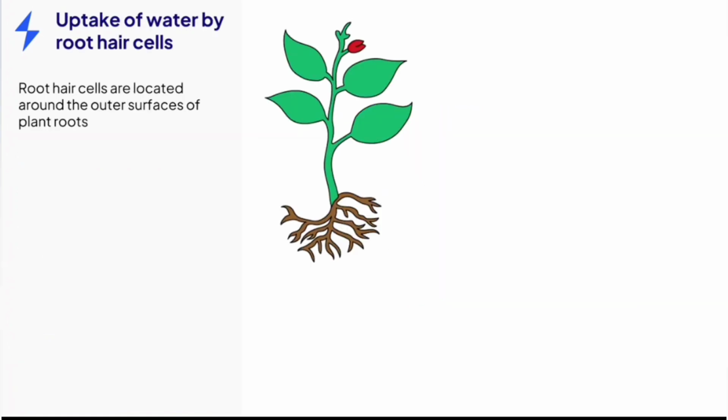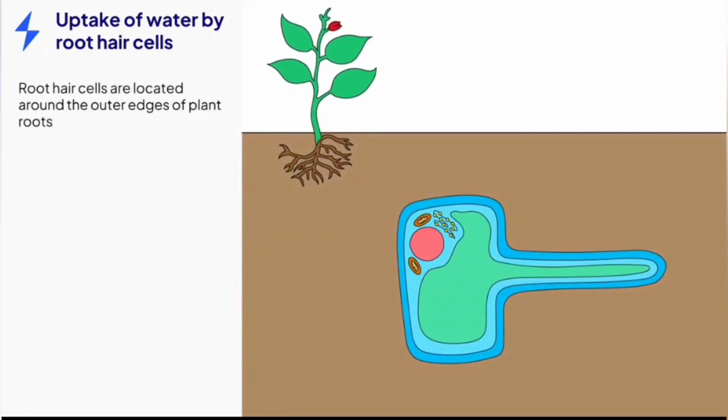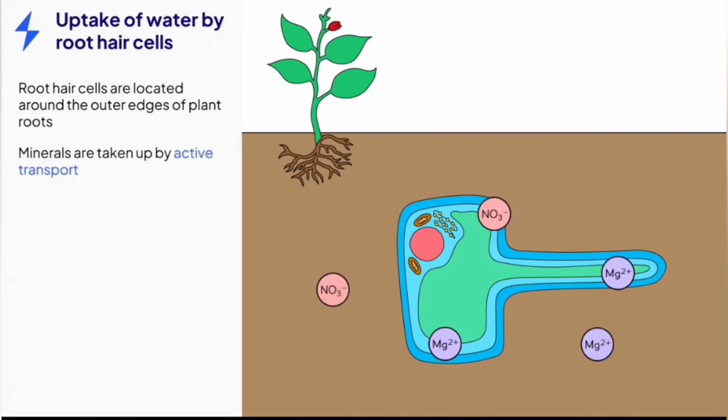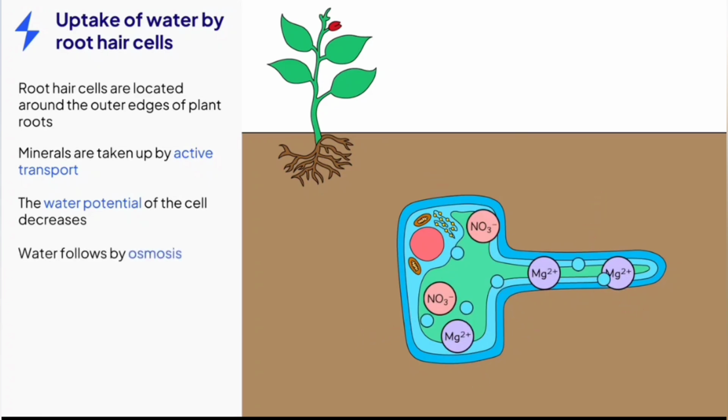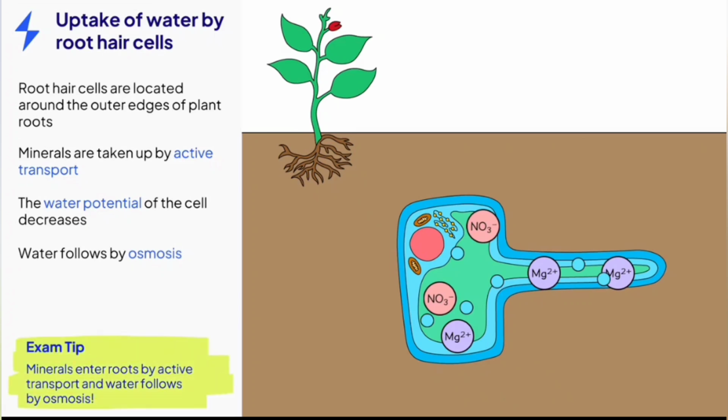Root hair cells are located around the outer surfaces of plant roots under the soil. Soil contains minerals such as magnesium ions and nitrates, which are taken up into root hair cells against their concentration gradient by active transport. This lowers the water potential of root hair cells, and water in the soil moves into the cells down a water potential gradient by osmosis. Remember that minerals enter root hair cells by active transport, and water follows by osmosis.